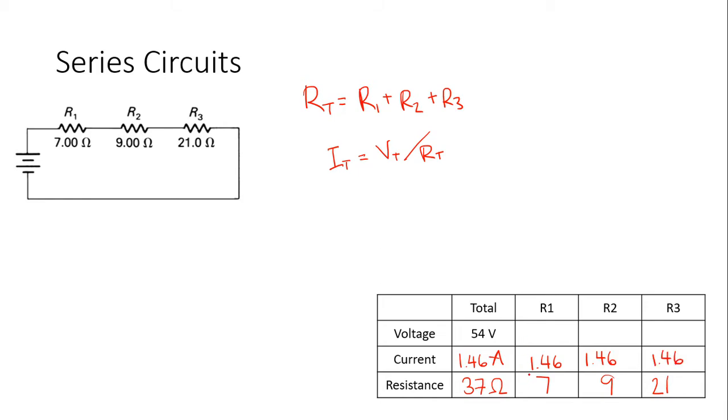That's fine. How do I solve for each voltage? 7 times 1.46, 10.22 volts. 9 times 1.46, 13.14 volts. 21 times 1.46, 30.66 volts. Now, ideally, if you add those things together, 30.66 plus 13.14 plus 10.22, you should get your source voltage. In this case, I think it's going to be about 54.02 volts. Close enough. That's because of rounding.